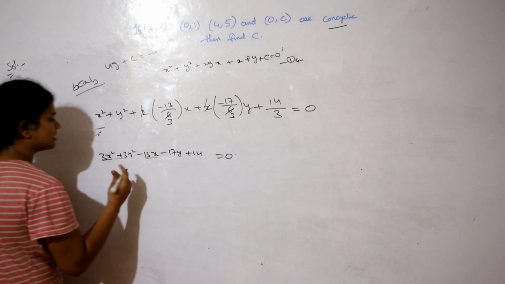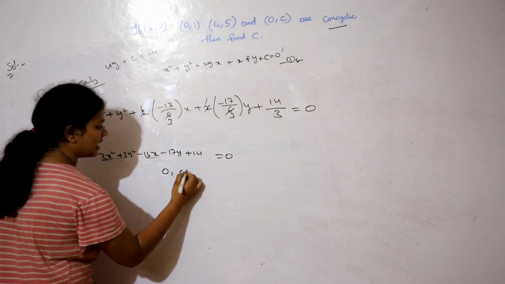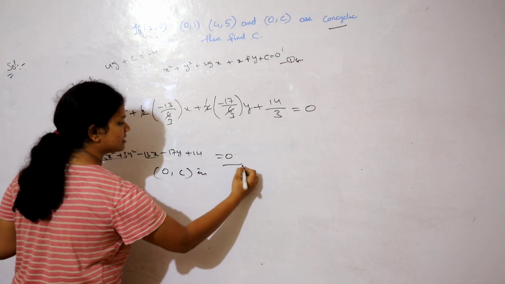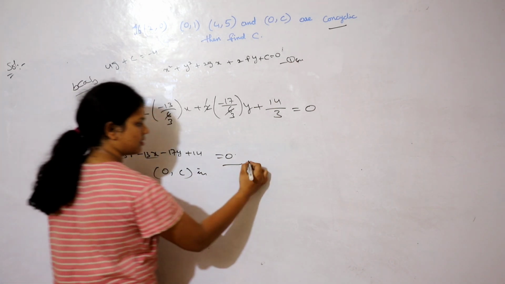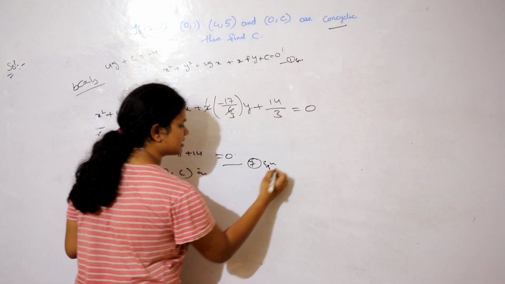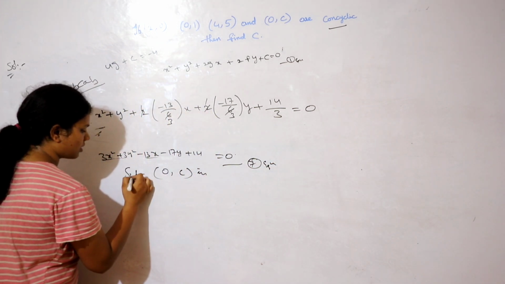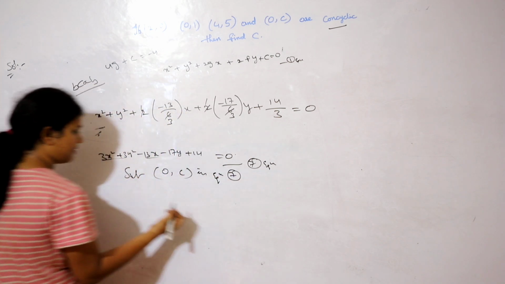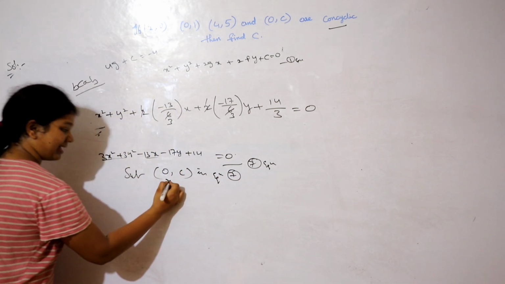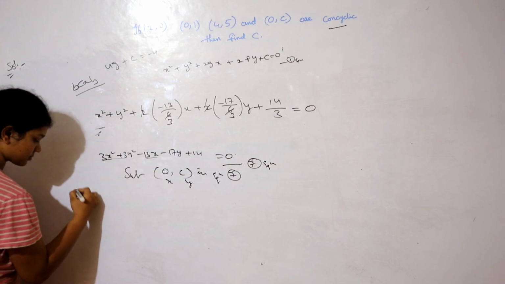Now what you do is just try to substitute this (0, c) in this equation. Let us name this equation as equation number 7. So substitute (0, c) in equation number 7. Let this be x, let this be y. Substitute this in this given equation.